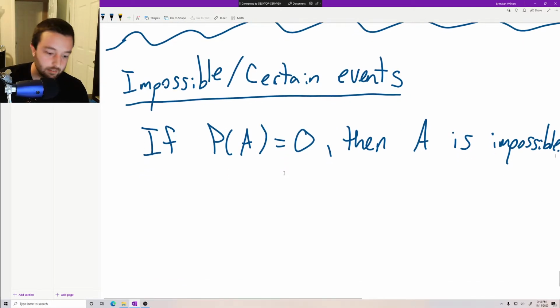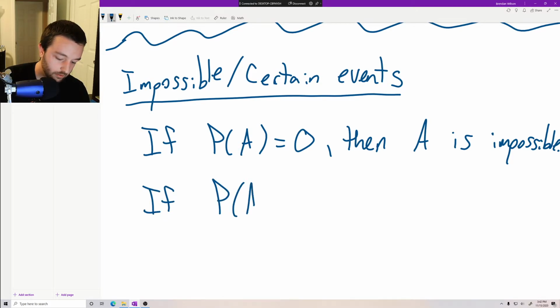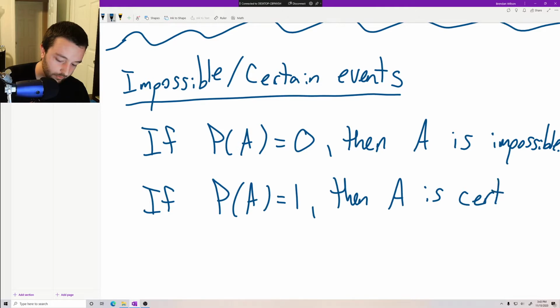On the other hand, if the probability of A is equal to 1, then A is certain. Okay. That means it's guaranteed to happen. The probability that it happens is 100%.